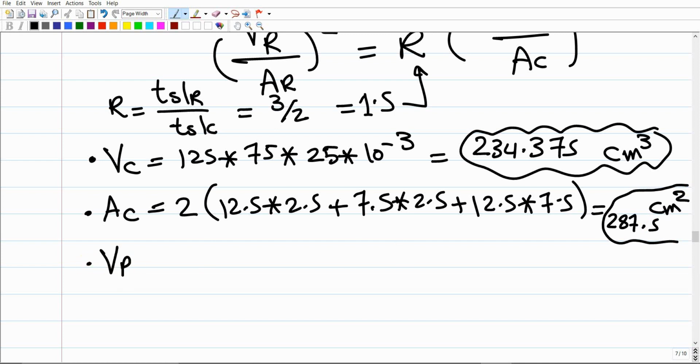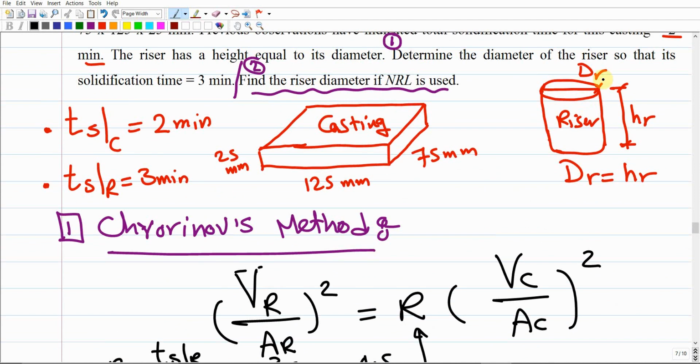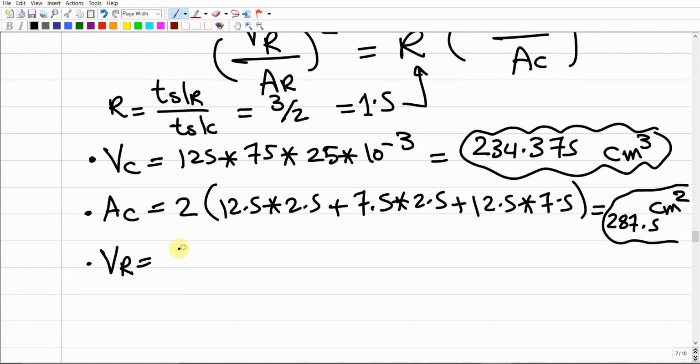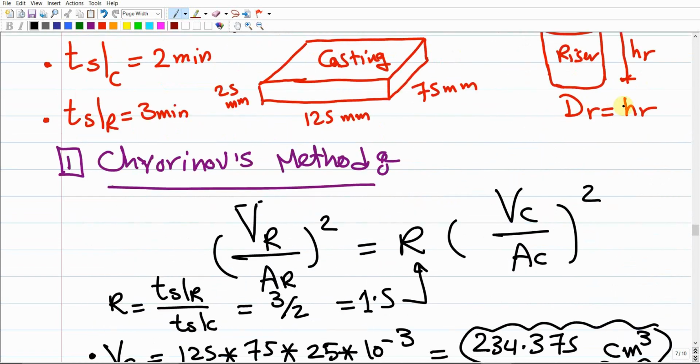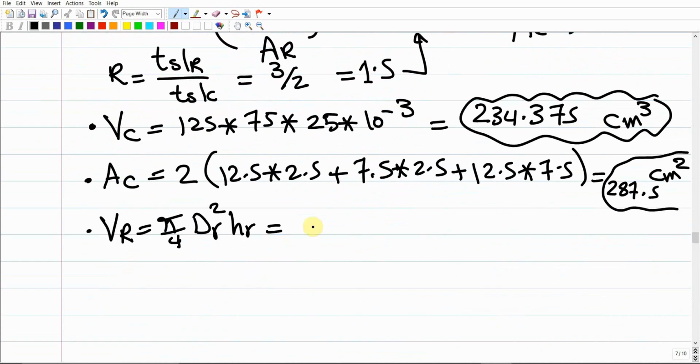How about the volume of the riser? The riser has a cylindrical shape, very simple. So its volume is the area of this circle times the height. So it's going to be pi over 4 dr squared times hr, right? And since dr and hr are the same and we are seeking the diameter, this can be written as pi over 4 dr cubed. This is for the volume. The surface area of the riser is going to be.